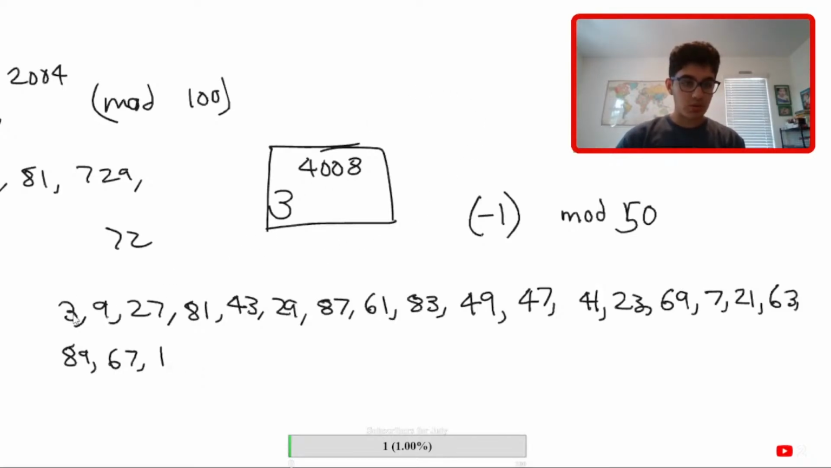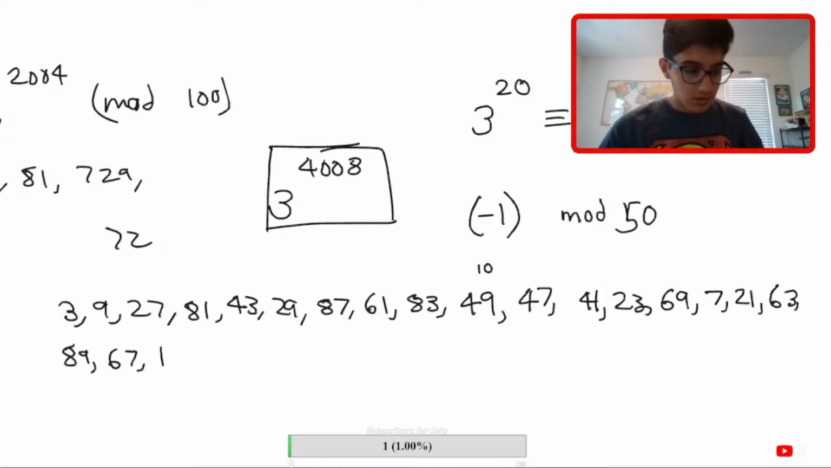So this is 1, 2, 3, 4, 5, 6, 7, 8, 9, 10. So this is 10, 11, 12, 13, 14, 15, 16, 17, 18, 19, 20. 3 to the 20th is congruent to 1 mod 100. Finally. So now we just have to do 3 to the 4000th will also be congruent to that.